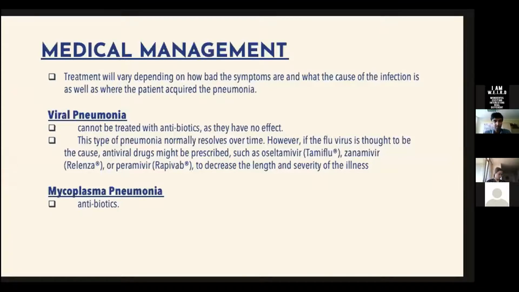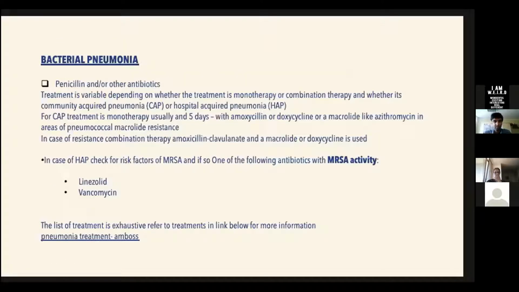Treatment will vary depending on how bad the symptoms are and what the cause of infection is. Viral pneumonia cannot be treated with antibiotics as they do not have any effect. This type of pneumonia normally resolves over time. Mycoplasma pneumonia is usually treated with antibiotics. Bacterial pneumonia, though, prior to the discovery of penicillin antibiotics, was a virtual death sentence. Today, antibiotics, especially given early in the course of disease, are very effective against bacterial causes of pneumonia. Penicillin or other antibiotics are used.